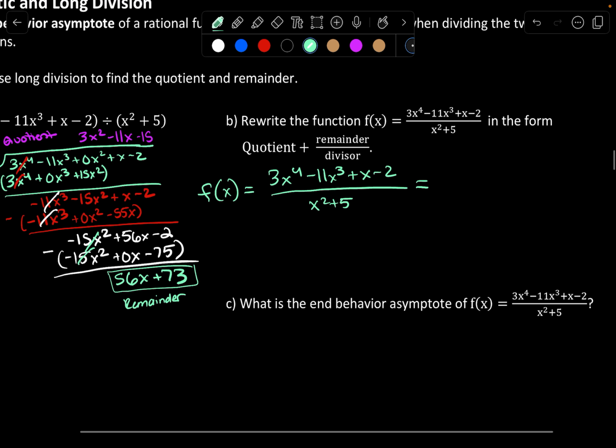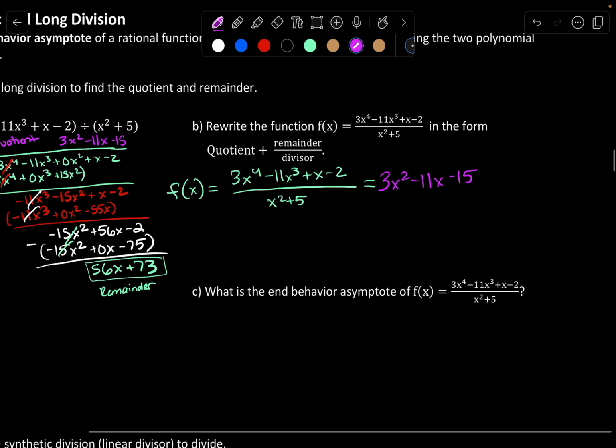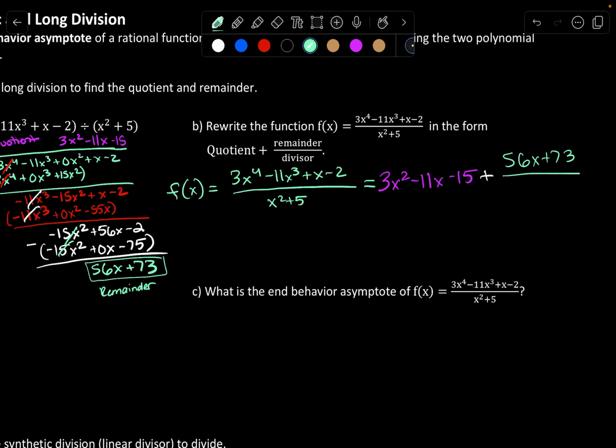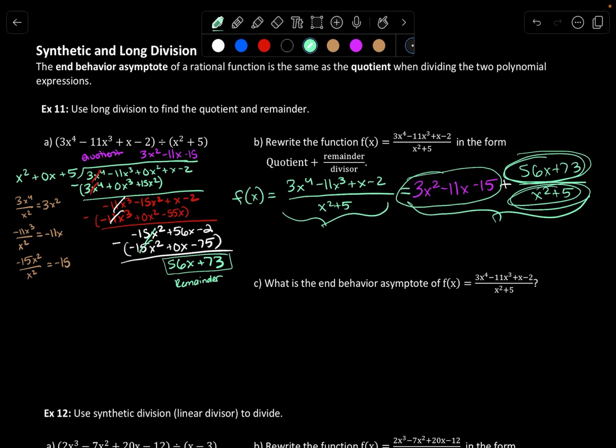So our quotient was 3x squared minus 11x minus 15, okay? And then we have plus our remainder, which was 56x plus 73 divided by x squared plus 5. So we didn't change the function. These two are equivalent, all right? This just says that we were able to divide it and get this quotient, and then what we could not divide is our remainder. Therefore, we still have this over here, all right?